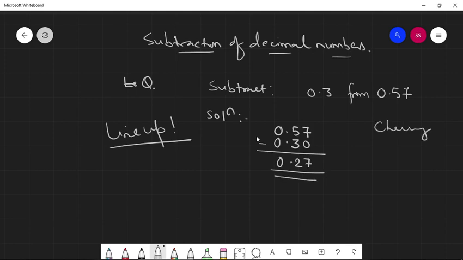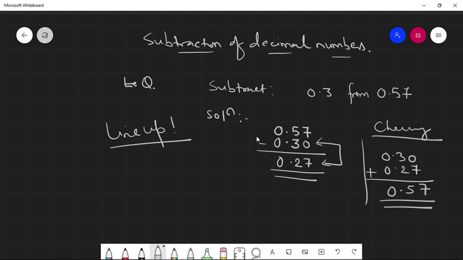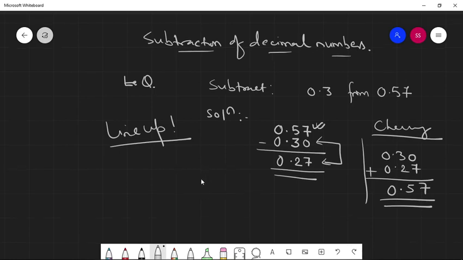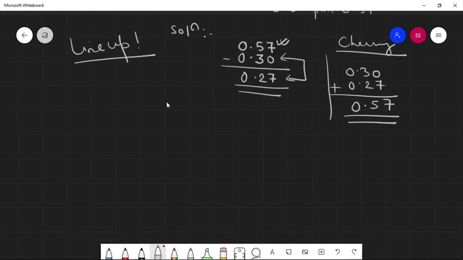Sometimes we can check whether our answer is right or wrong. You have to add these two, 0.30 and 0.27. We have to add them. This is checking. 7, 5, decimal point, 0. So we obtained 0.57 as the answer. That is a right answer. We have to subtract in this way.